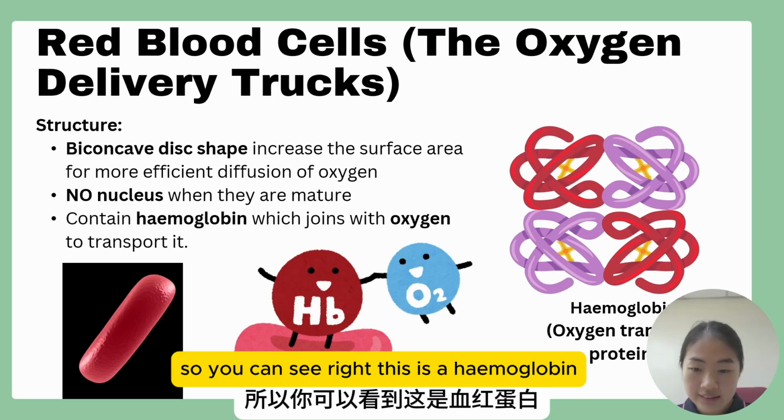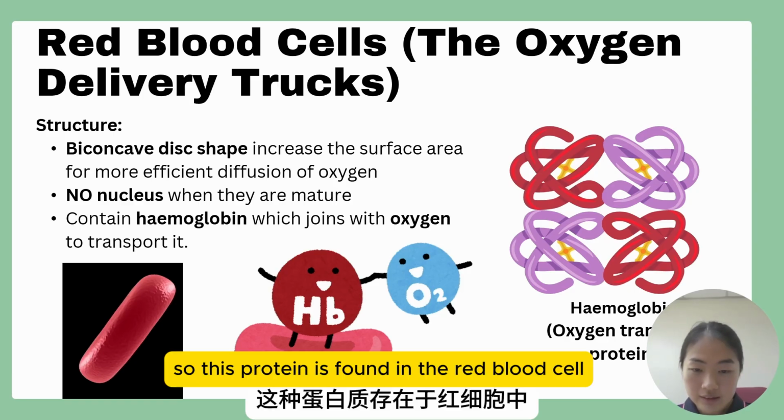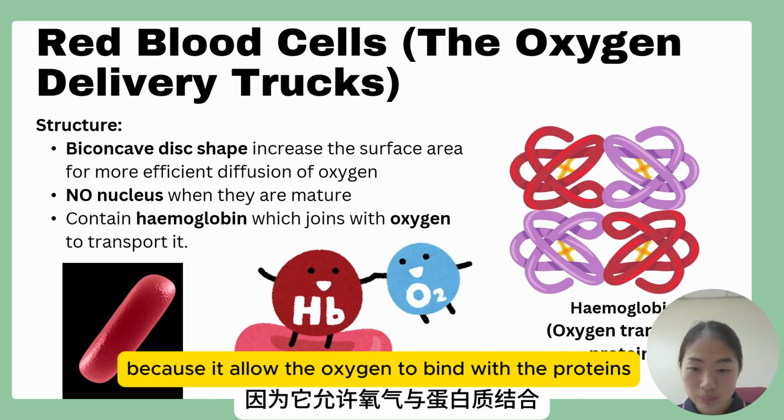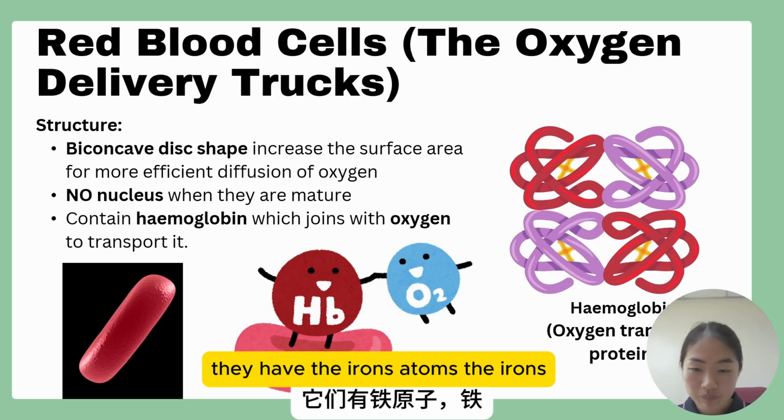So you can see that this is a hemoglobin. Hemoglobin is a kind of protein. This protein is found in the red blood cell. Hemoglobin is known as the oxygen transport protein because it allows the oxygen to bind with the protein. And inside this hemoglobin, they have the iron atoms.